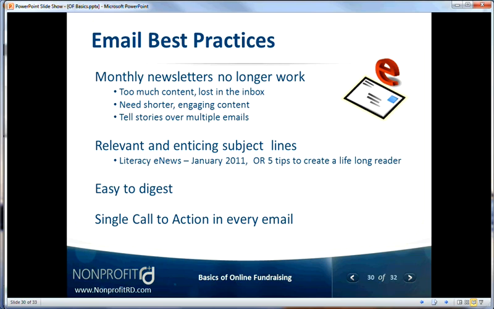So really start thinking about sending out more emails, but shorter amount of content so that people can scan it, click on it if it's something to do, or just get the information and then move on. Because you can't expect them to read long emails anymore. They just won't do it.